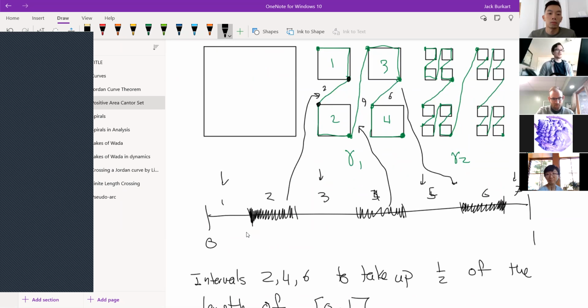Here's what I'm going to do at stage 2. We have 4 remaining intervals, and I'm going to split them all into 7 line segments. 1, 2, 3, 4, 5, 6. And just like before, I'm going to want those 3 intervals corresponding inside of each of these smaller pictures. I want them to take up half of the remaining length at each stage. So I'm just going to talk this through instead of writing it.